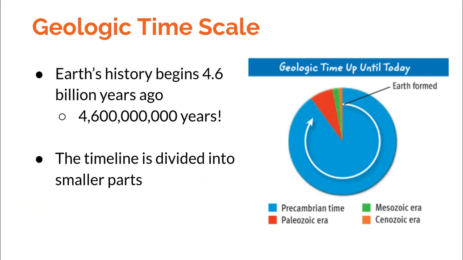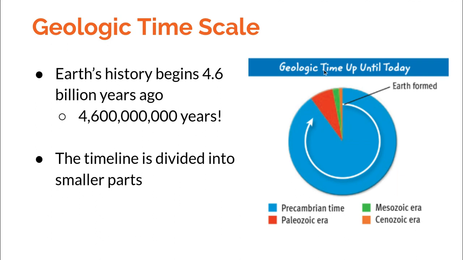Okay, so this is what I mean when I say geologic timescale. Let's take a look at the whole history of Earth. Earth was formed 4.6 billion years ago. If we write that out with zeros, it's a lot of zeros. To put that into perspective, humans have only been on the planet for the last 5 to 7 million years. This is billion years.